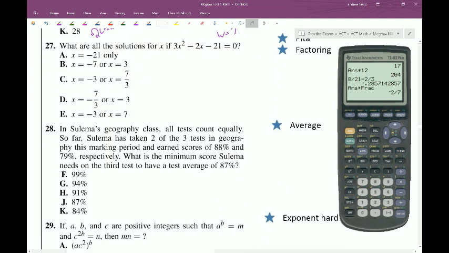What are the solutions of x if this equals 0? There's a few ways you could do this, but the easiest way is probably just to try these choices. So if we plug in 3, we get 27 minus 6 minus 21, and that works. Since 3 works, I can eliminate anything that doesn't have 3 in it. Now I could try whichever one's easier out of these two. I would try negative 7. Negative 7 squared is 49 times 3, minus, this is going to become plus 14 minus 21. And that's not going to equal 0. So D would be the better choice.